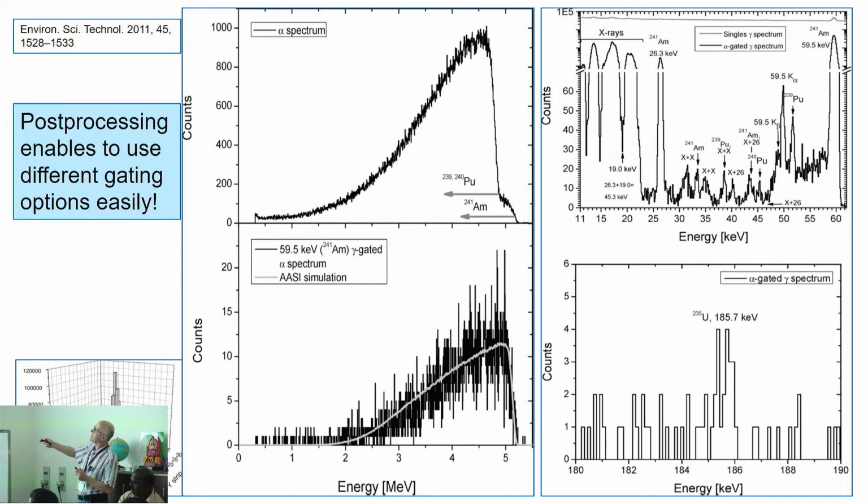When we gate this spectrum by using alpha, we get this kind of spectrum. See the count rate level. There are almost 100,000 counts per channel here, but there is basically no background at all. So we can very easily detect what these peaks are, which cannot be identified at all in the raw spectrum, the so-called singles spectrum, the normal gamma spectrum.